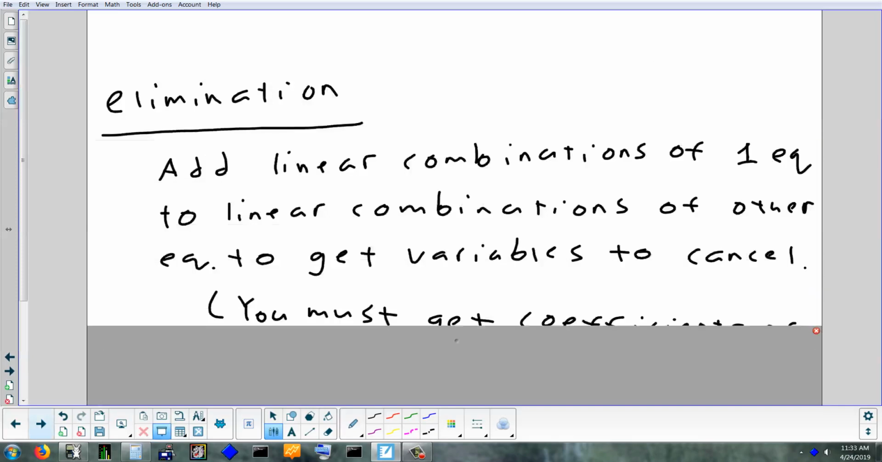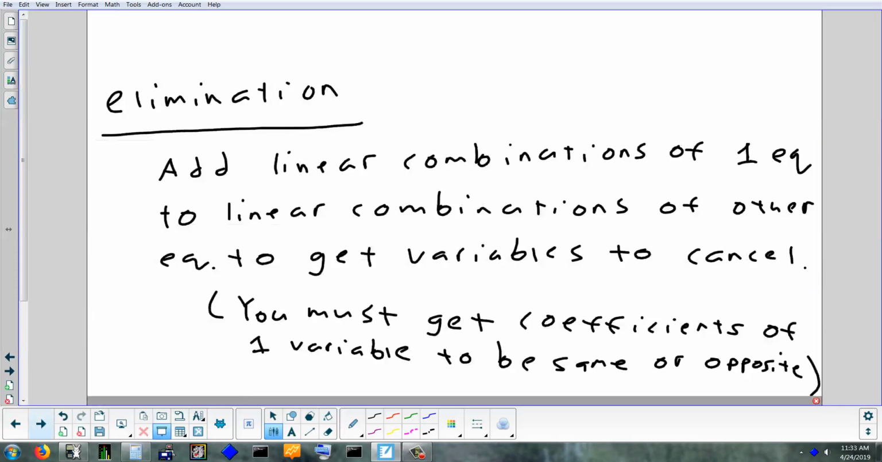So, elimination. So elimination would have been good for the last problem. Okay, it's when you've got columns, right? And you line up all your like terms in different columns.